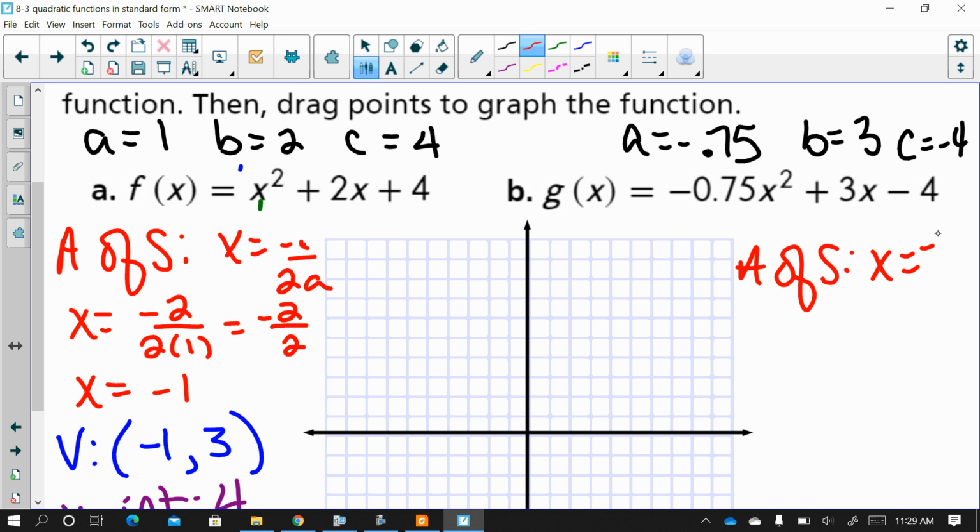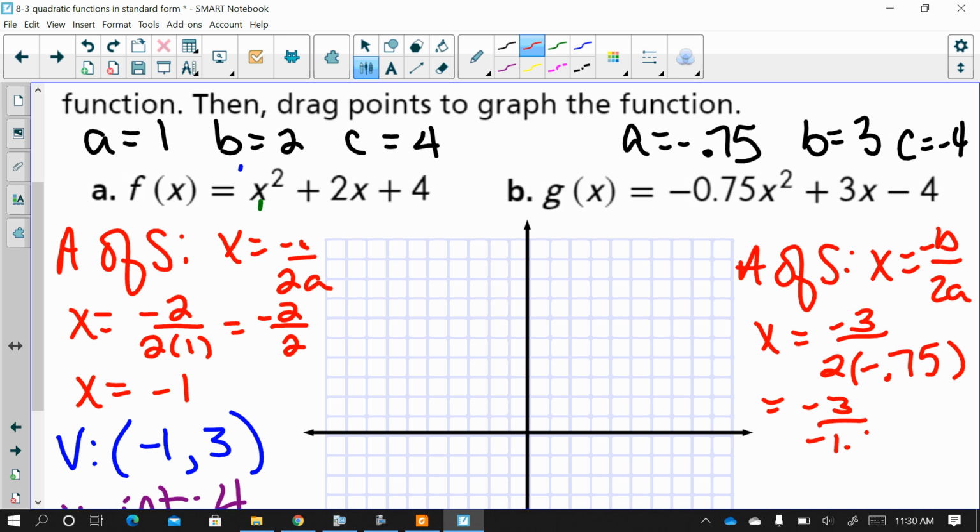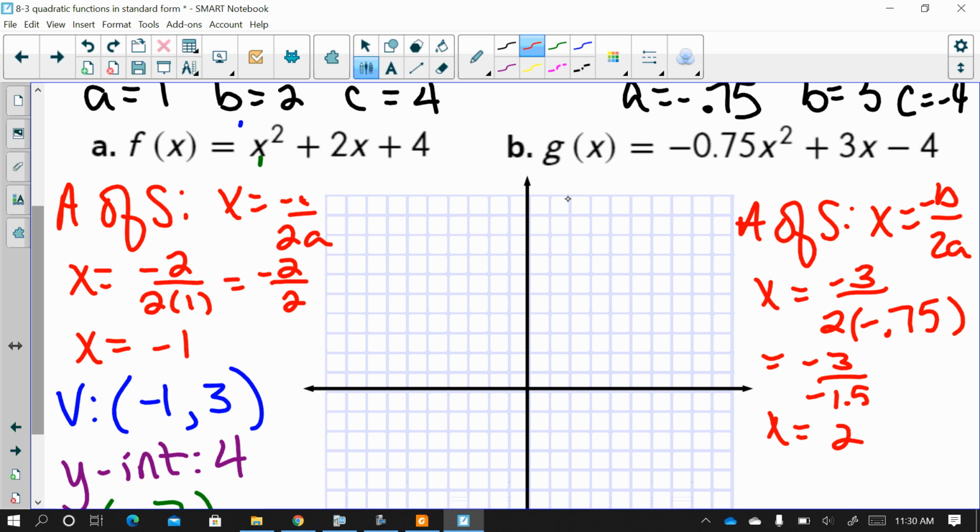x equals negative b over 2a. So x equals negative 3 over 2 times, let's see, negative 0.75. This gives me negative 3 over negative 1.5, which is just a positive 2. Okay, so my axis of symmetry is x equals 2. So I'm going to go ahead and dot him in.